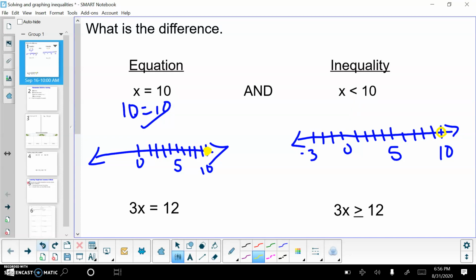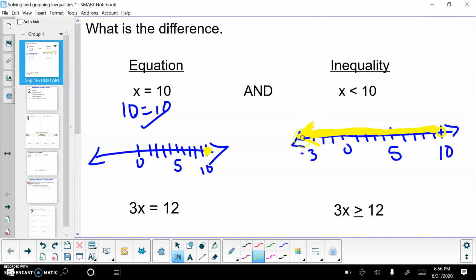And just like the shading showed that the 10 could have been a part of it, the shading also shows which are the solutions. So in this particular one, since it's all the numbers less than 10, I would shade everything less than 10, so on the left.